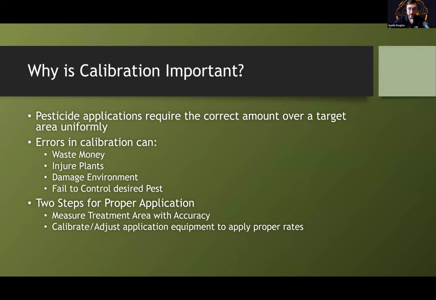You could damage the environment: off-target risks, drift, percolation into the soils, groundwater, surface water, etc. And you could fail to control the desired pest. How would we do that? Well, if your calibration's off and you're not applying the correct amount of material, you're not going to control the pest correctly, and potentially, depending on what kind of pest it is, you could create resistances, which we don't want.